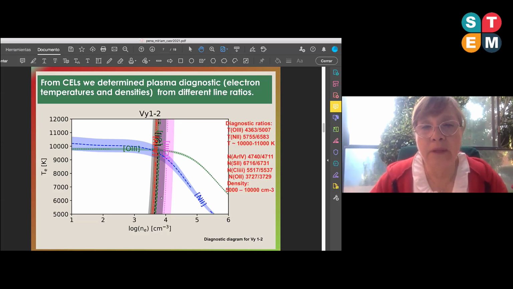Density, on the other hand, can be determined by other line ratios: argon 4, this line ratio; sulfur 2 with this line ratio; chlorine 3; and also from oxygen 2 with this line ratio. For this object, all these diagnostic ratios show that the density goes from about 5,000 to 10,000 particles per cubic centimeter. So temperatures and densities in the plasma are determined in this way.